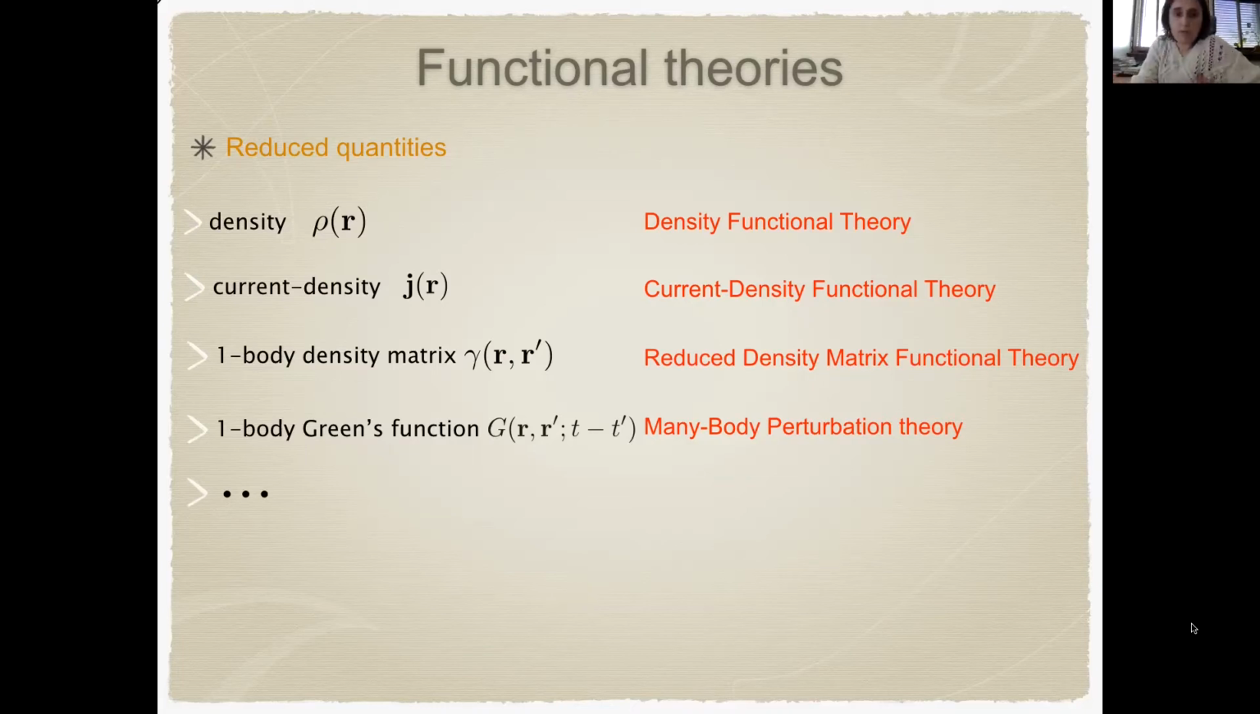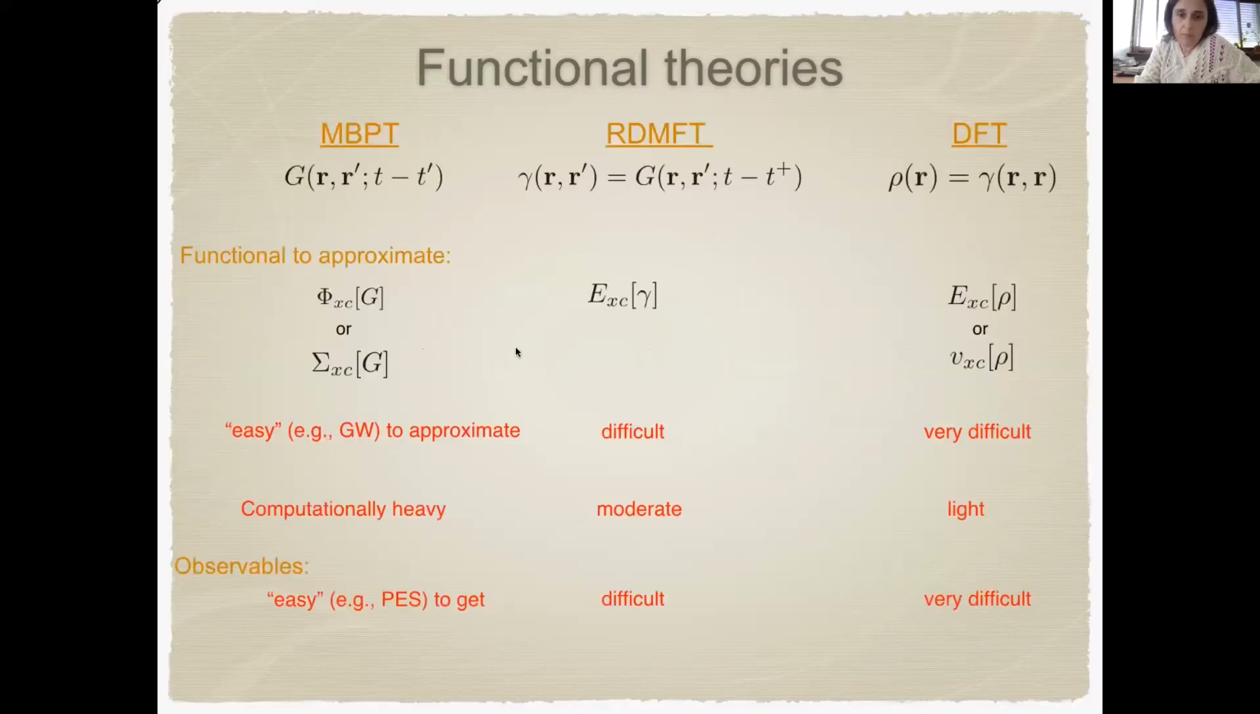So we saw that Julien has introduced density functional theory. The basic quantity is the density. Current DFT is very similar. We will not treat it in the school, but it's very similar to DFT. And then what I will treat today is reduced density matrix functional theory, which has as basic variable the one body density matrix.